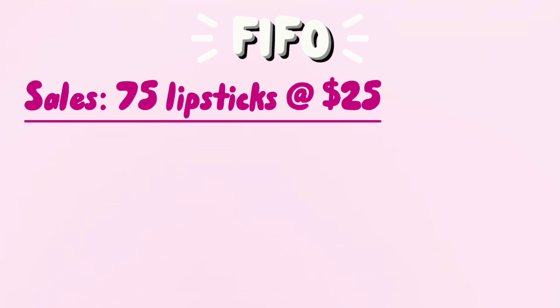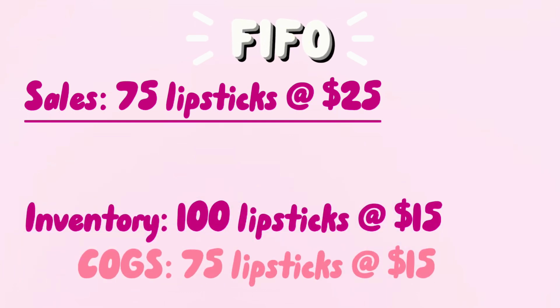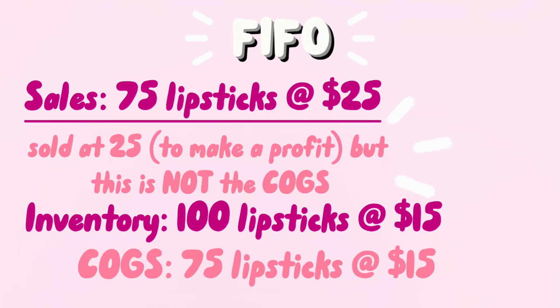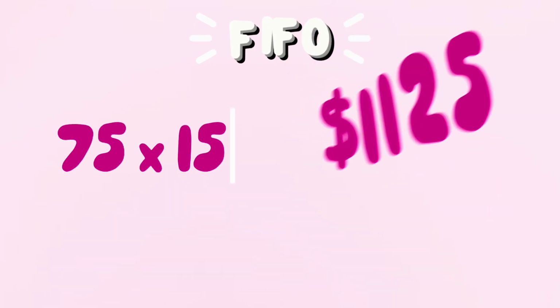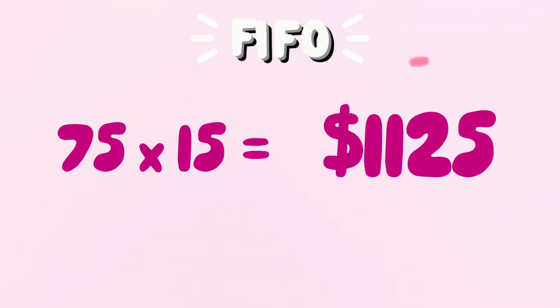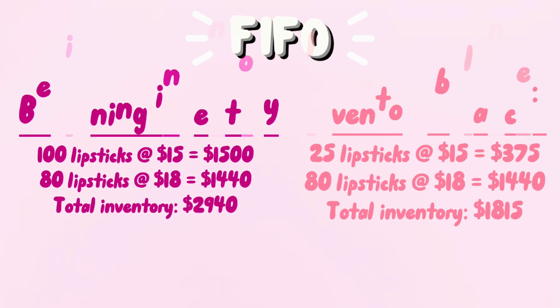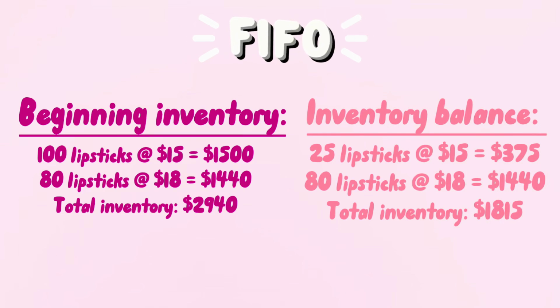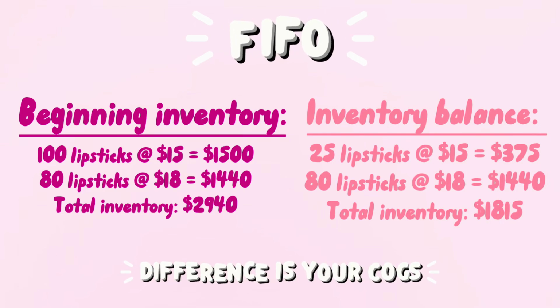Now let's say the next day I sell 75 lipsticks. I will take 75 lipsticks out of that first package of inventory, and since each lipstick cost me $15 from that package, I will multiply the number of lipsticks sold by their cost. $1,125 is my cost of goods sold. My inventory now shows 25 lipsticks at $15 each and my 80 lipsticks at $18 each.